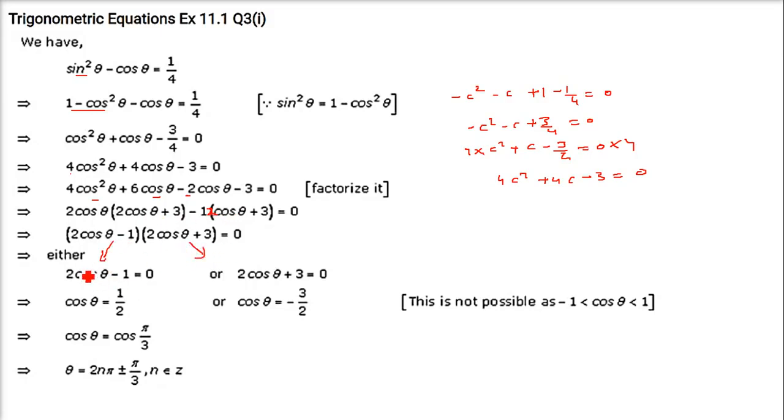So 2 cos theta minus 1 is simply cos theta is equal to 1 by 2. 1 comes here, 2 gets divided. So cos theta is cos pi by 3 because cos 60 degree is half. So we get a direct solution, theta equal to 2n pi plus minus pi by 3. In this case 2 cos theta plus 3 equal to 0, that is cos theta is minus 3 by 2, that is minus 1.5. But this is not the value of cos theta. We know that cos theta is equal to 1 or minus 1 and in between. So this is the value which is not achievable. So we discard this value. So this is the answer.